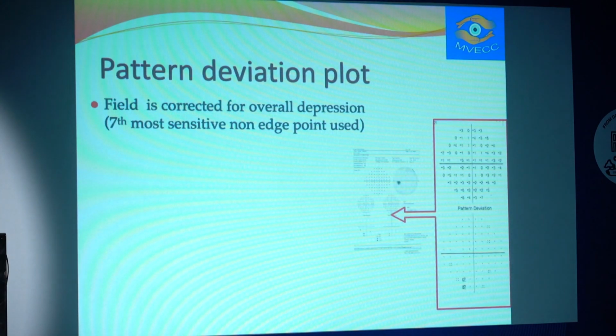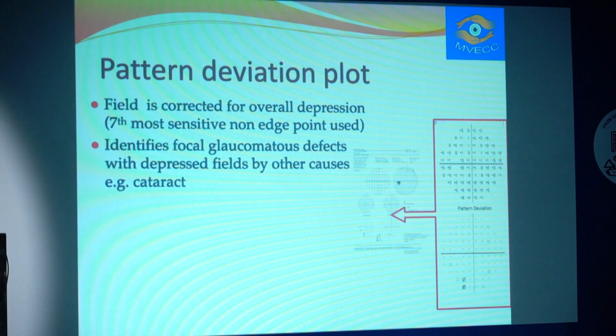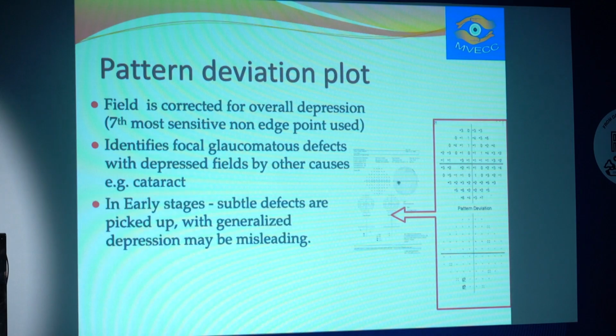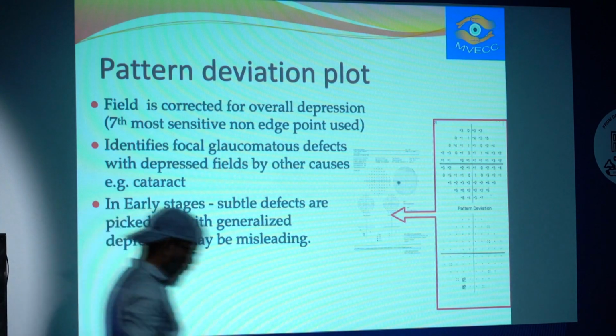Then we move on to the pattern deviation. What the visual field does is it corrects all the points from the 7th most sensitive non-edge point, and it identifies the glaucomatous defects, that is the defects within the defects, as localized defects. So it removes the generalized depression because of cataract and age and brings out the glaucomatous visual field defects. So in early stages there will be subtle defects which can be easily picked up, but in the advanced cases it may be misleading.